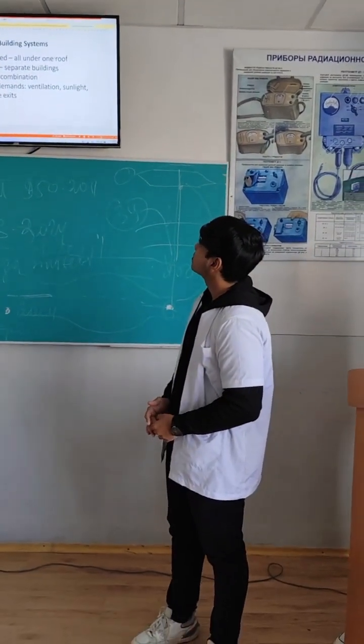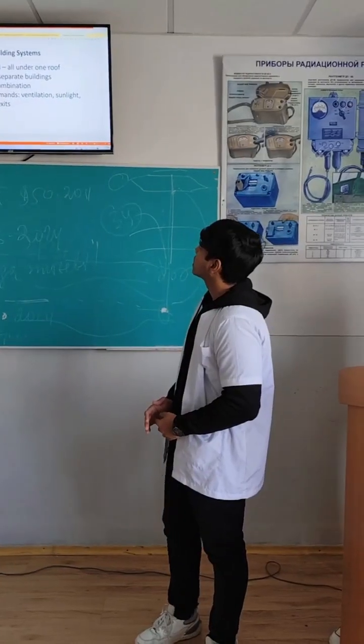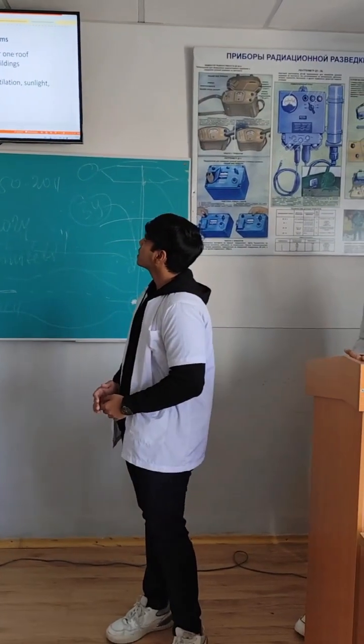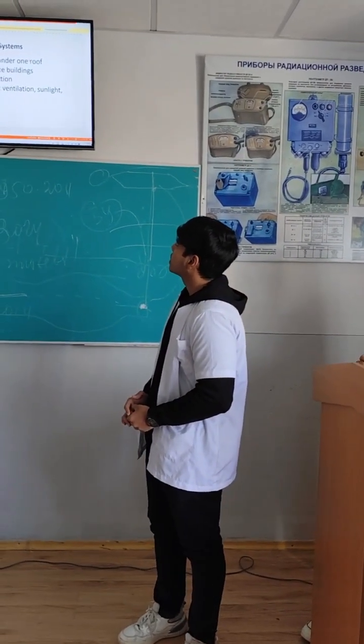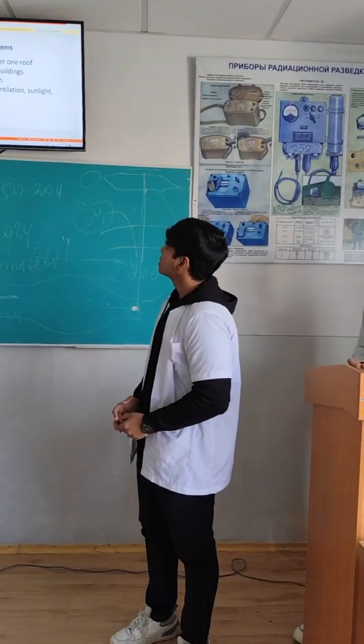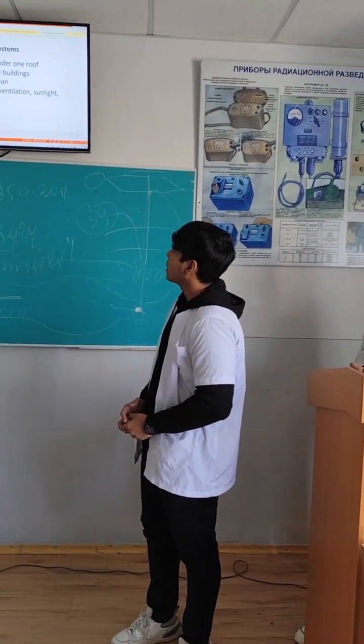Types of building systems: centralized, all under one roof; pavilion, separate buildings; and mixed, a combination. Hygienic demands: ventilation, sunlight, safety, fire exit.